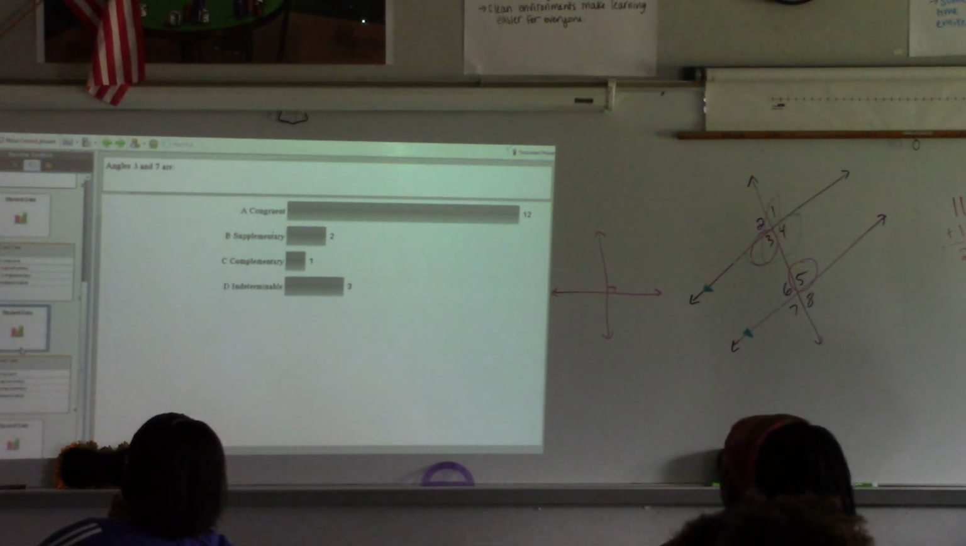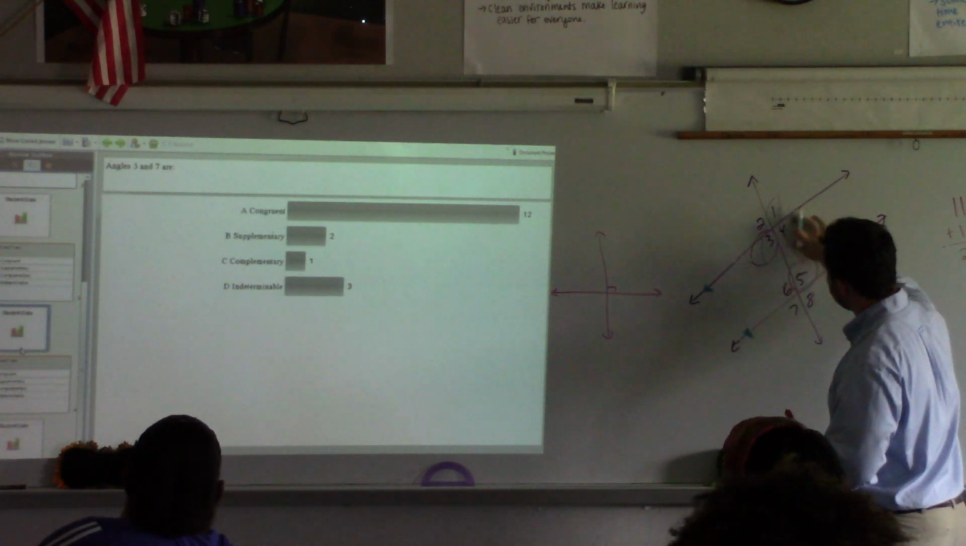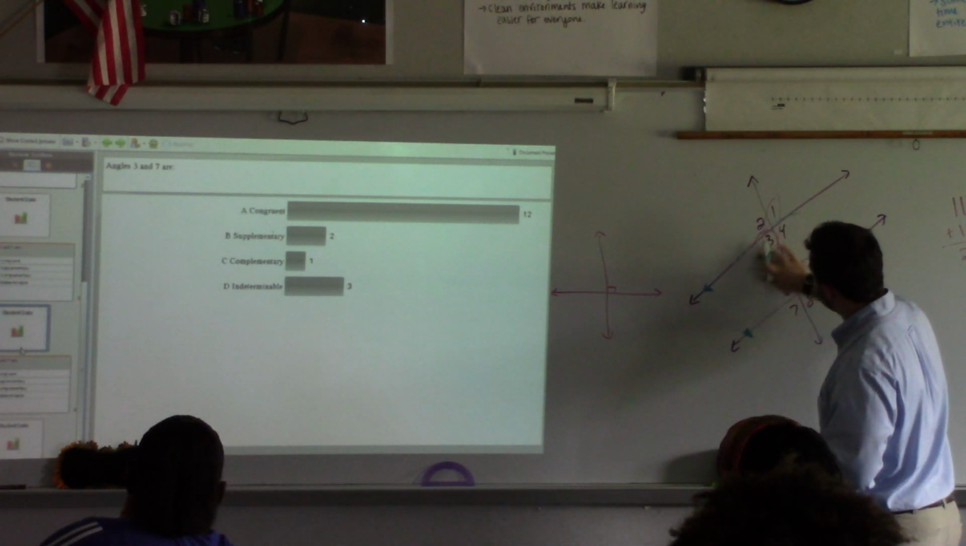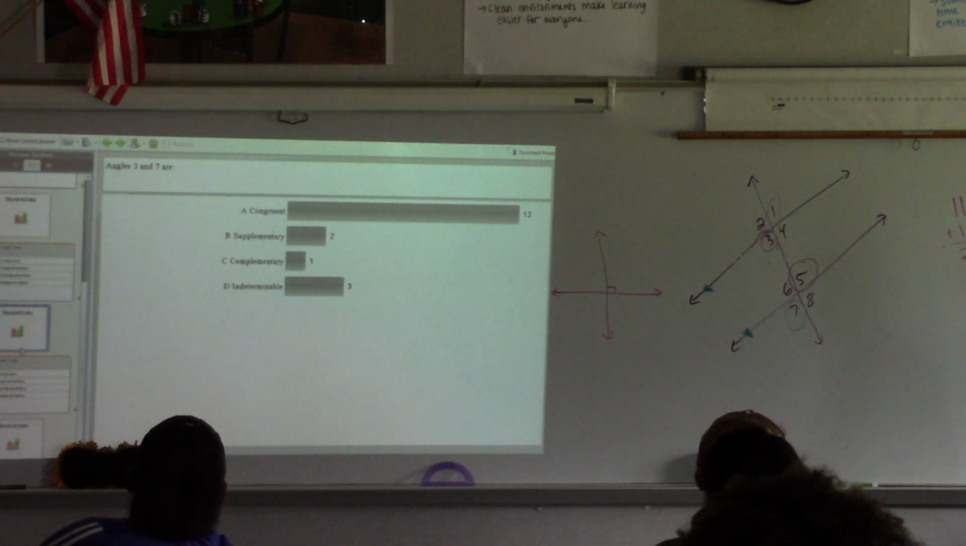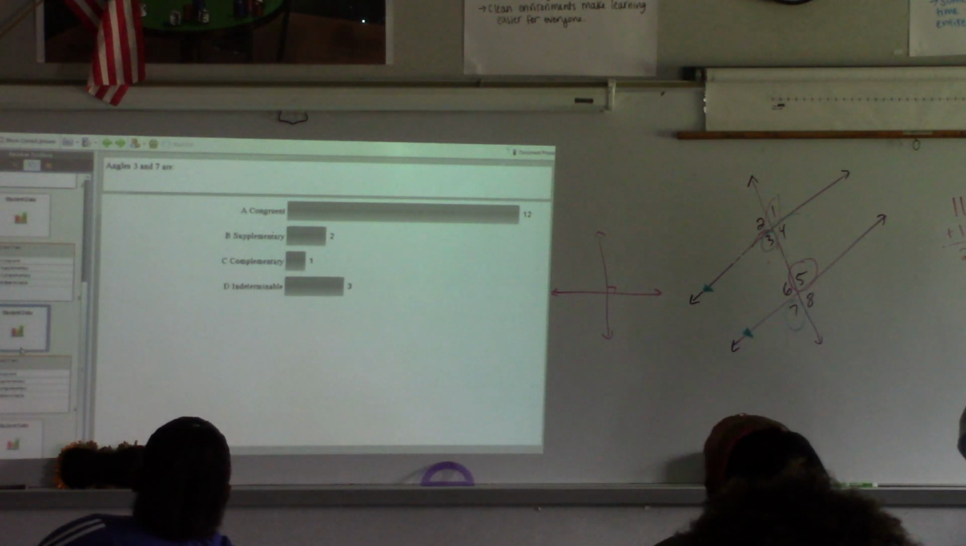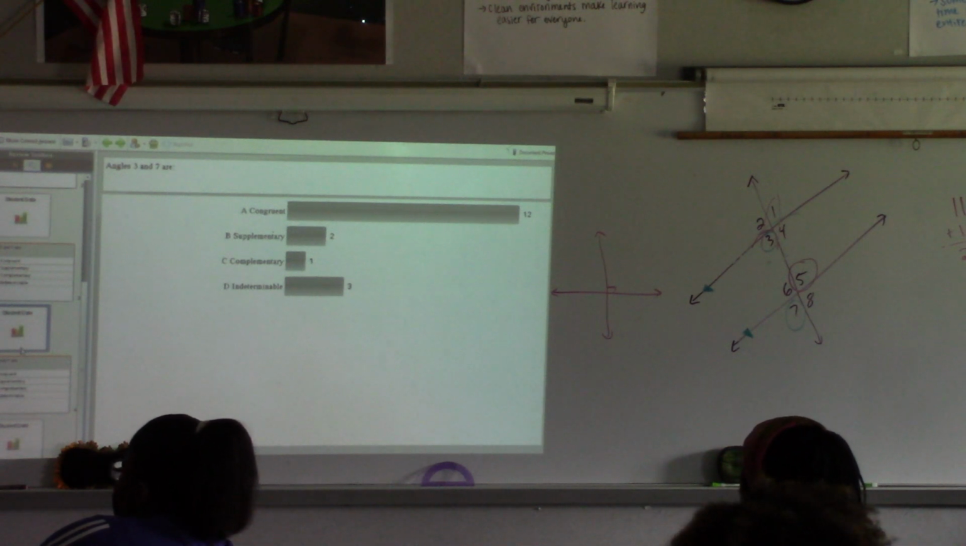Angles 3 and 7. 3 and 7, man, I keep doing this too. 3 is here, I feel like 7 is here. Yeah, that's what I was talking about. It was something like that. So, the majority of us on 3 and 7 said they are congruent.